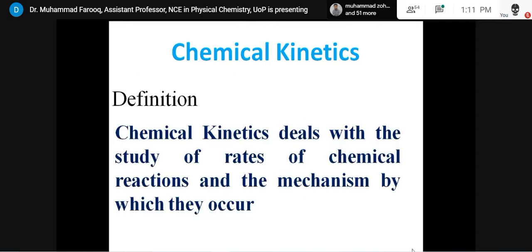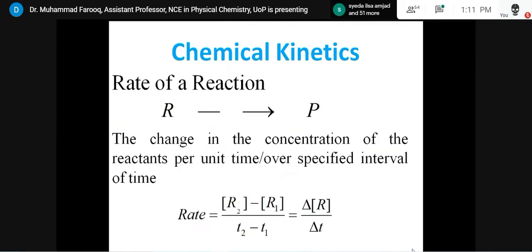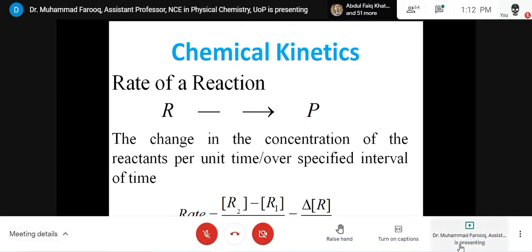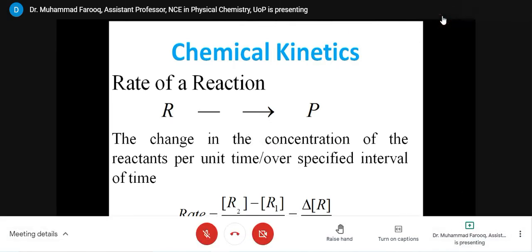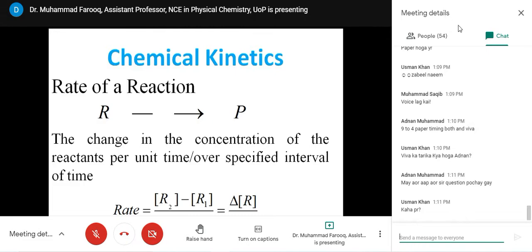So first, chemical kinetics is where we study the rate of chemical reaction and the mechanism. So what is the rate? Rate means the change in the concentration over a specific time, or per unit time; we call it the rate of reaction. Is this clear or not? Yes sir, clear sir. Very easy. You have already seen these things.